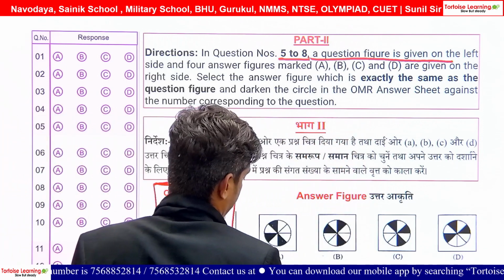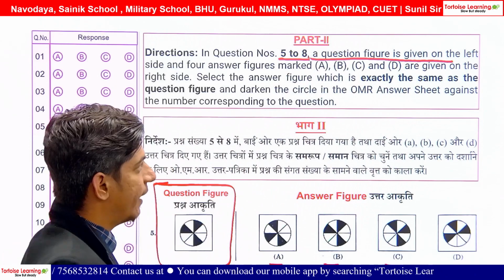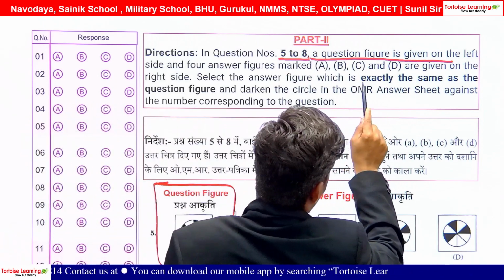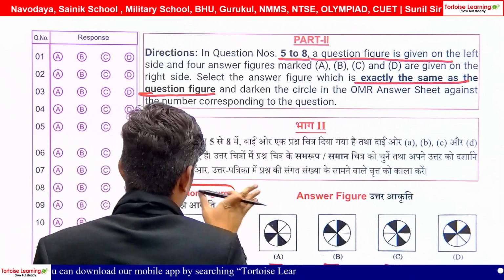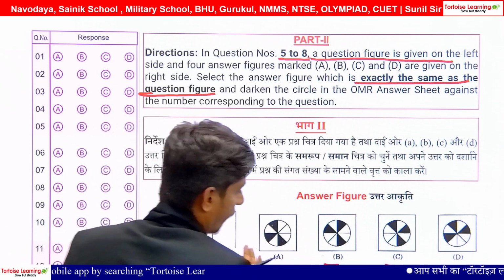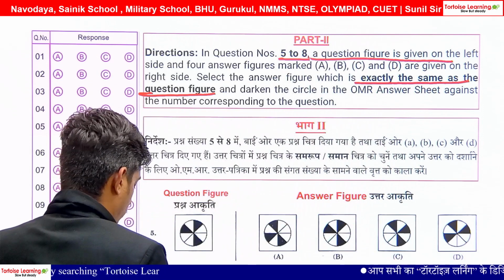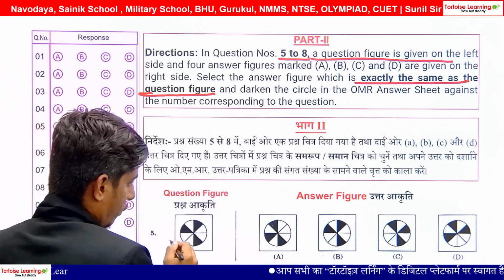And four answer figures. We have to choose the figure which is exactly the same as the question figure. It means we have to find the similar one. In the previous one, we had to find the different one. So look at all four options.